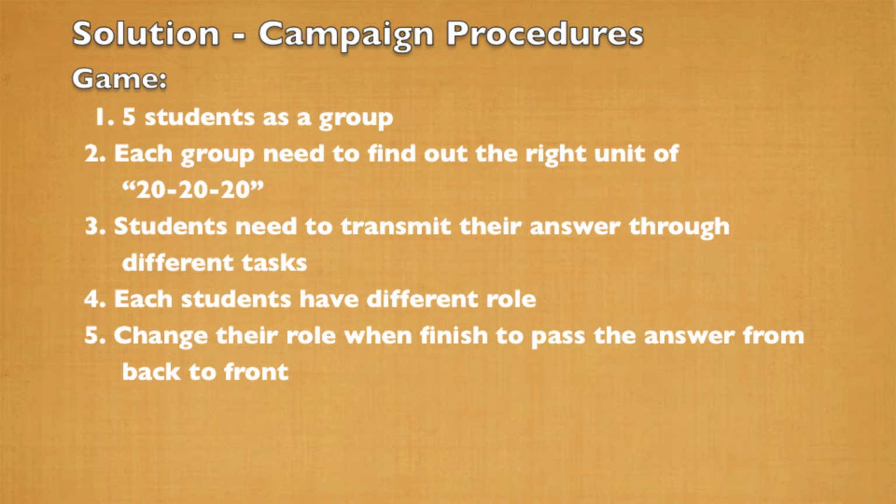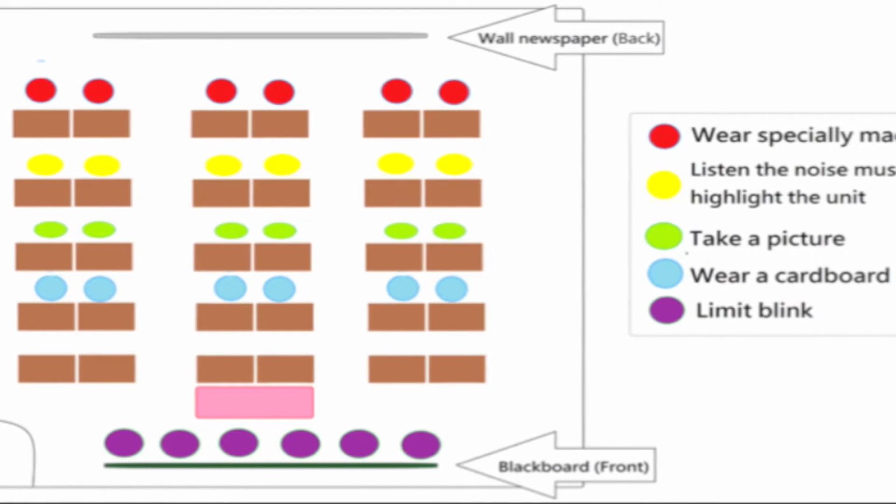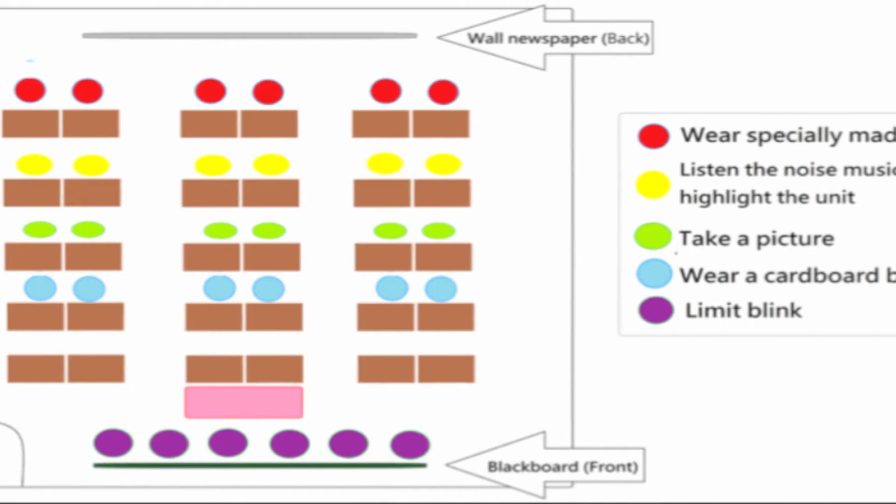Let me talk about the process of the campaign. We divided 29 students into 6 groups with 5 students per group. Each group needs to find the correct units of 20-20-20, which represent the prevention of CVS. Students need to transmit their answer through different tasks. Each student has a different role and task, and they change roles when finished to pass the answer from back to the front. Here are the flows of the campaign, and the game starts from student 1 in purple color.